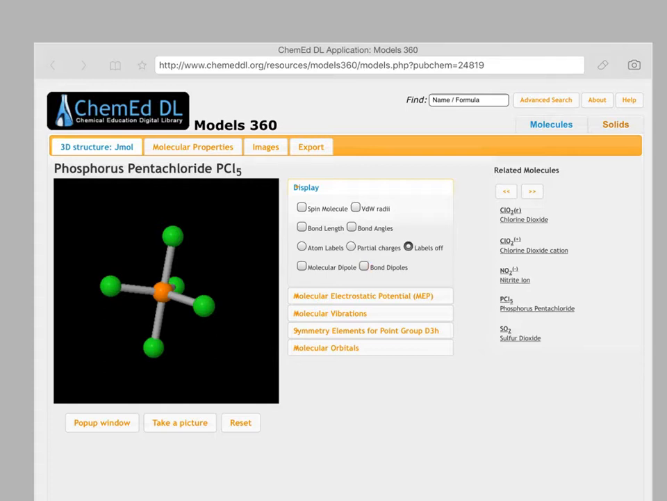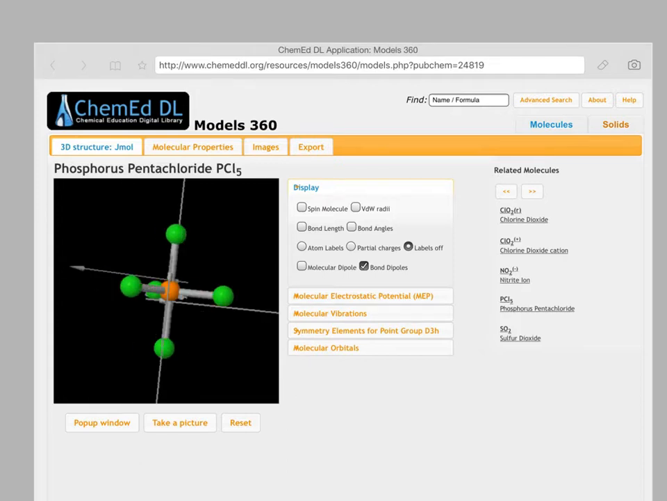So if I look at the bond dipoles here, you see they're going along the bonds. That's what the chloroform one should have looked like. And then if we look at the molecular dipole, though, it's so insignificant because 0.0002 might as well be 0.